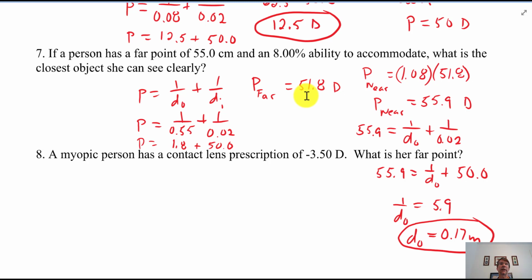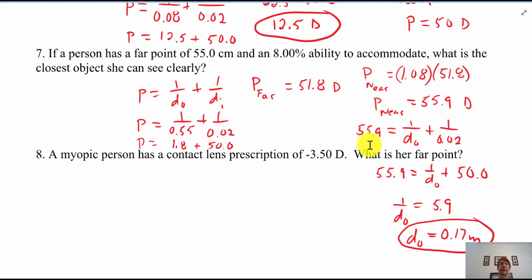Now it says they can accommodate by 8%. So they can change their power by 8%; they can increase it by 8%. So I'm taking the 51.8 and multiplying by 1.08. That's an 8% increase. I could have just multiplied by 0.08 and added it on, but it's faster to multiply by 1.08. So the near point power is 55.9 diopters.